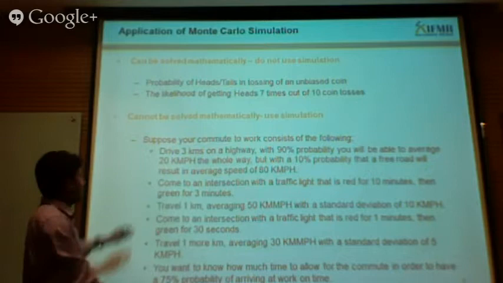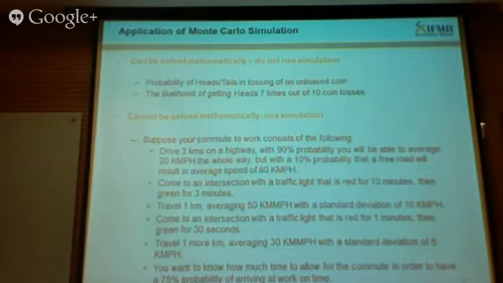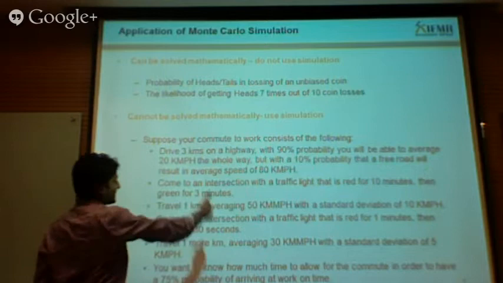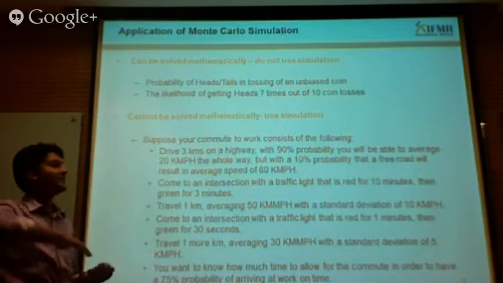Now if I were to give you a pen and paper and ask you to solve this problem mathematically, what you will come across is that you will have multiple state variables with 90%, 10% probabilities. You use integrals to sum across those multiple state variables.